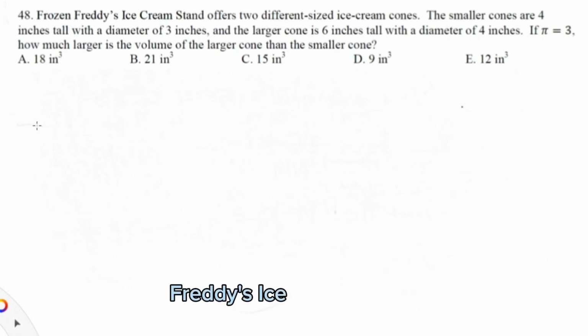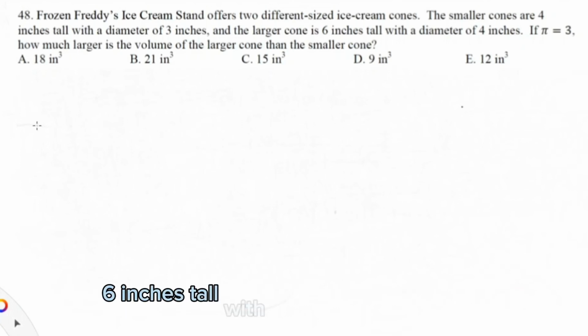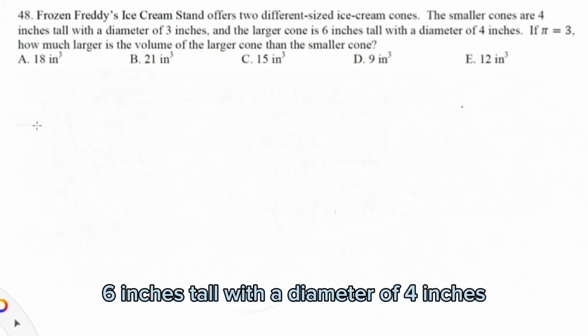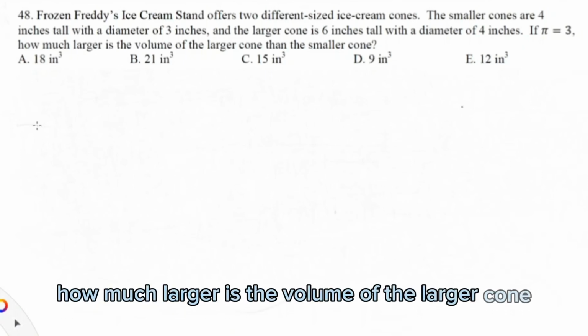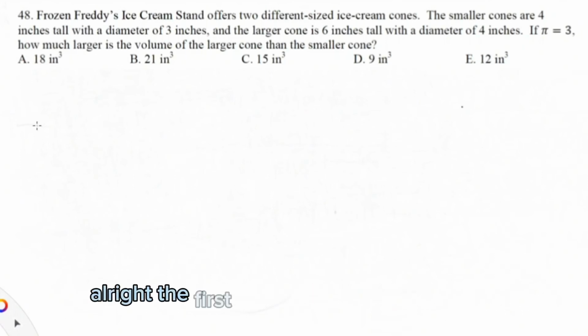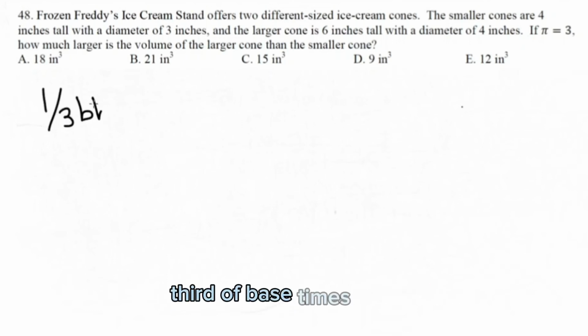Frozen Freddy's ice cream stand offers two different sized ice cream cones. The smaller cones are 4 inches tall with a diameter of 3 inches, and the larger cone is 6 inches tall with a diameter of 4 inches. If pi equals 3, how much larger is the volume of the larger cone than the smaller cone? Alright, the first thing is, what is the formula for the volume of a cone? The formula for the volume of a cone is 1/3 of base times height. Alright, so that's pretty easy to find.